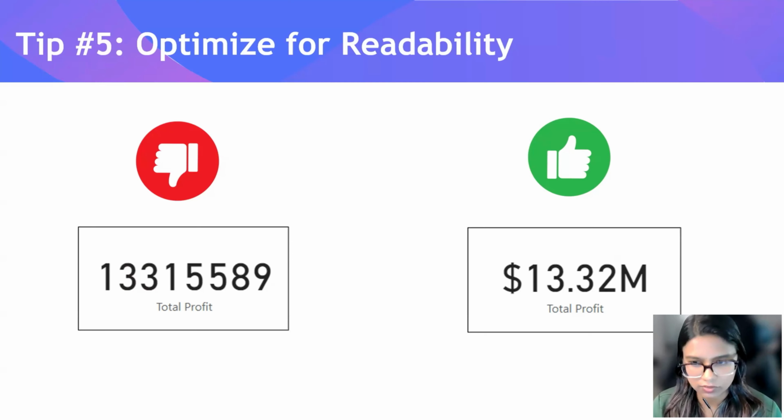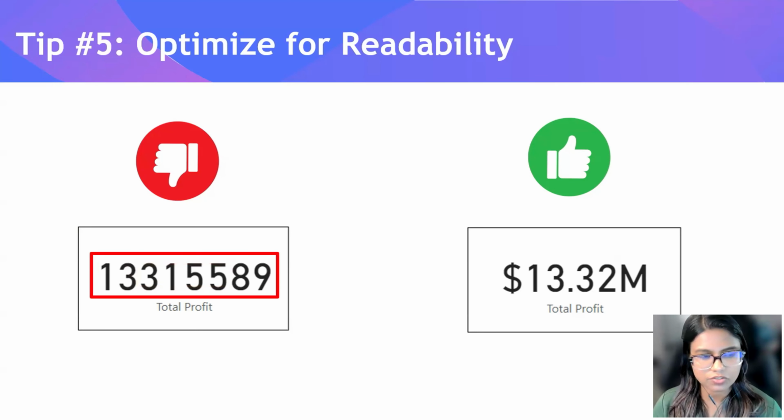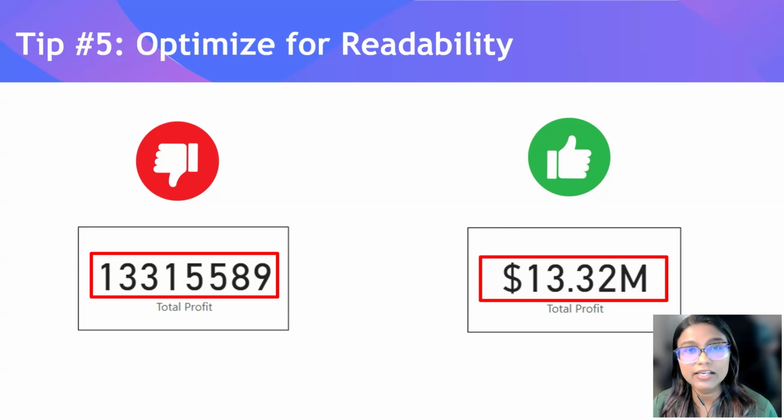Here's a classic example that you see on the screen. There's a KPI card which shows a long number as total profit, 133,155,89. Now let's be real, who's really going to read the entire number? Even if they do, it's hard to read and even harder to digest. Instead, look at the second example, in a much cleaner format where you see a dollar sign and 13.32 million. This is much easier to read at first glance, right? You don't need to squint your eyes or figure out whether it's million or billion. So adding a dollar sign and simplifying the number format makes it immediately understandable.